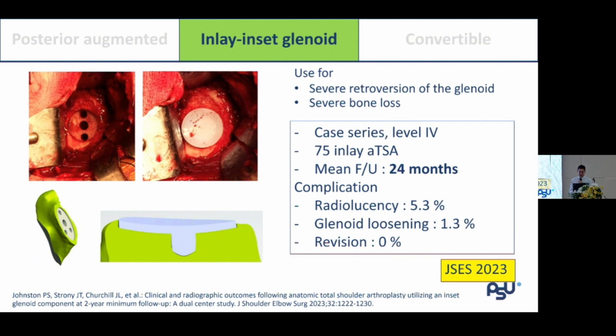A study in 2023 evaluated the inlay glenoid implant for severe retroversion and bone loss. At 2-year follow-up, complications included 5% radiolucency and 1.3% glenoid loosening, with no revision reported. This result highlights the potential benefit of the inlay glenoid in managing glenoid deformity, with a promising early outcome.